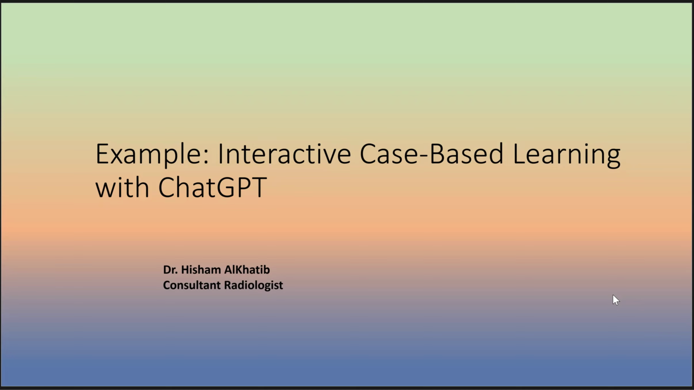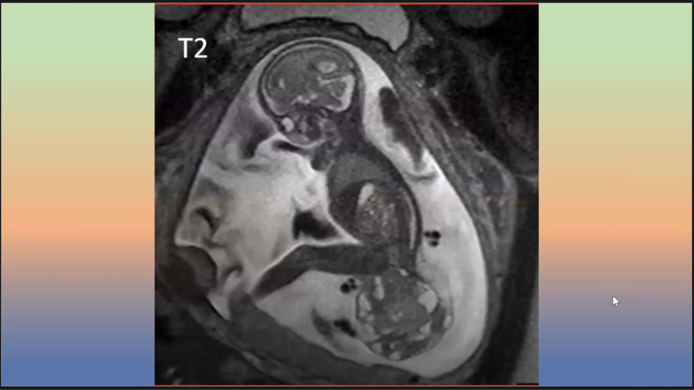This is an example of interactive case-based learning with ChatGPT. I asked ChatGPT, this is a fetal MRI T2 sequence with a mass around the sacrum with minimal extension inside.